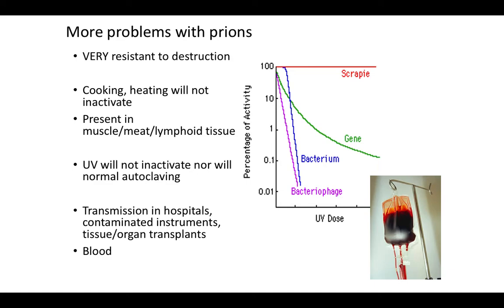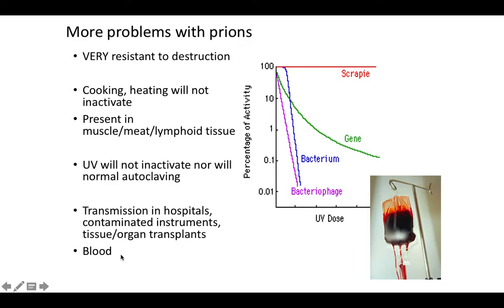They're so resistant to destruction. So cooking, like if you had beef with BSE prions in it, if you cook the meat really well, that won't destroy the prions. So cooking, heating, boiling won't do it. They're not inactivated by normal autoclaving. The prions are present because they're associated with neurons. They are at highest concentration, of course, in the brain and spinal cord, but neurons innervate muscle, right? So it's going to be present in meat. And also in the ingestive form, the prions are found on white blood cells and in lymphoid tissues. So, like we said, UV won't inactivate them. Normal autoclaving won't inactivate them.